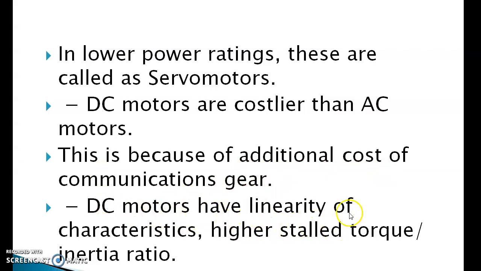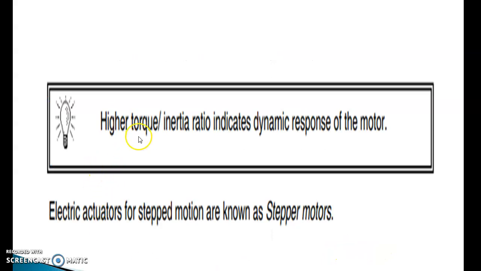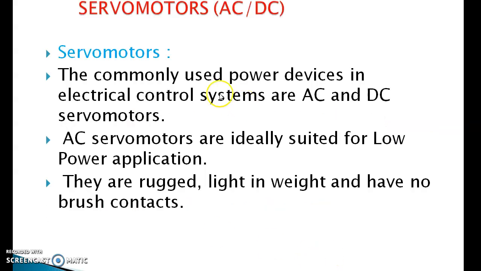DC motors have linearity of characteristics and a higher stall torque to inertia ratio. A higher torque to inertia ratio indicates better dynamic response of the motor. Electric actuators for stepped motion are known as stepper motors. Next, coming to the servo motor. These are AC or DC.